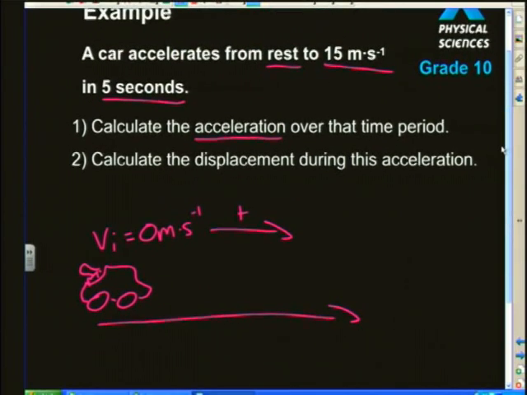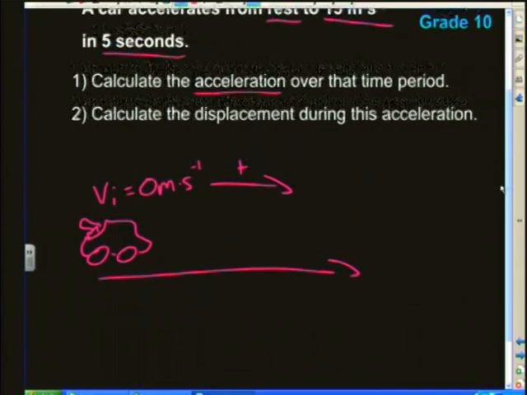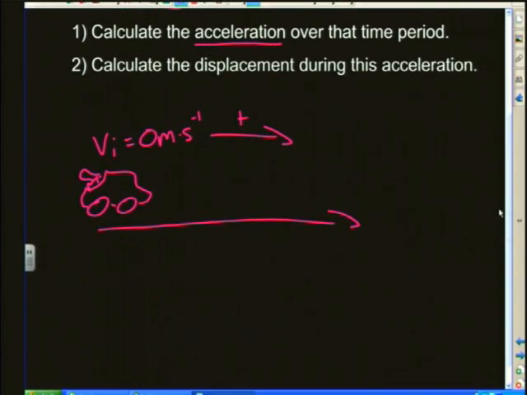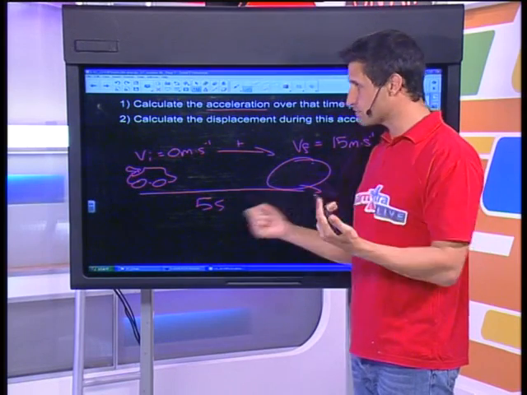Well, it said that it accelerates from rest to a final velocity of 15 meters per second. So I know that when it's over here, my V final is equal to 15 meters per second. All right, that's useful. I know that the entire trip takes 5 seconds. Now, beautifully, all of a sudden I've got a picture inside my head. I know what all the information means. That is the beauty of this.